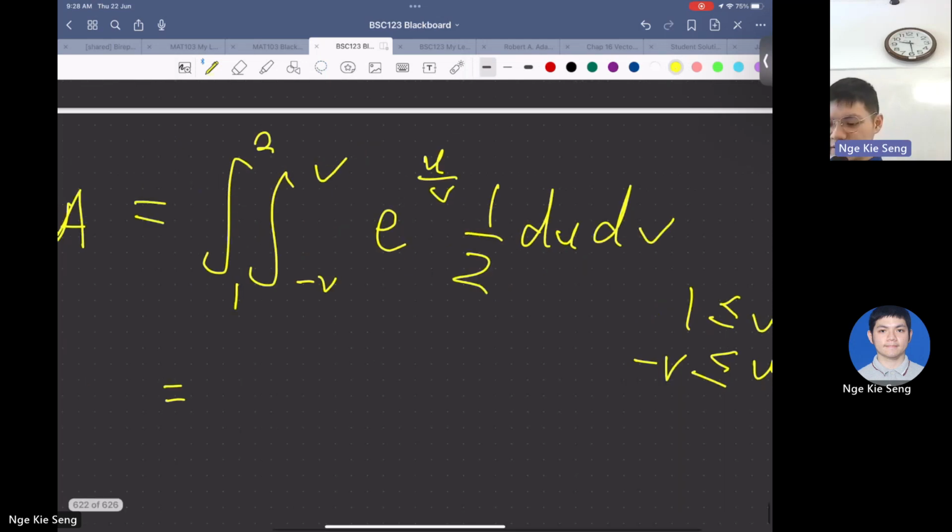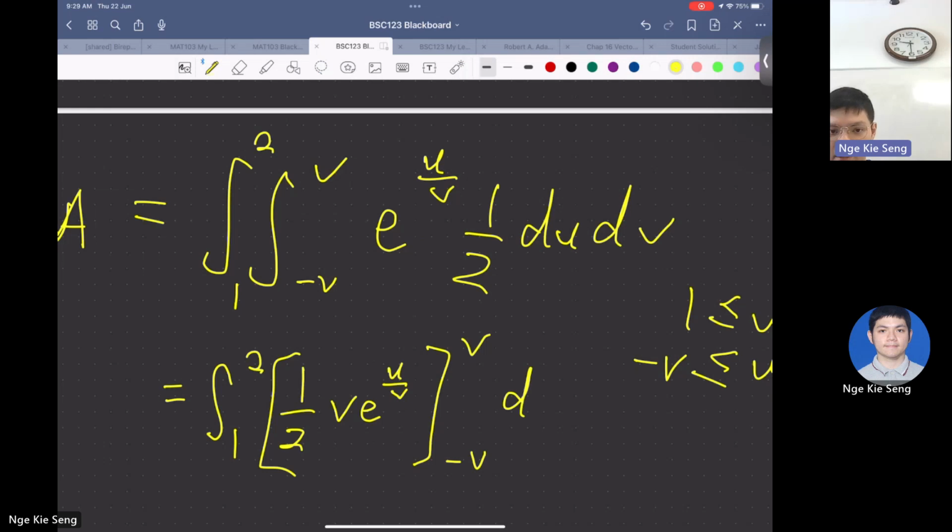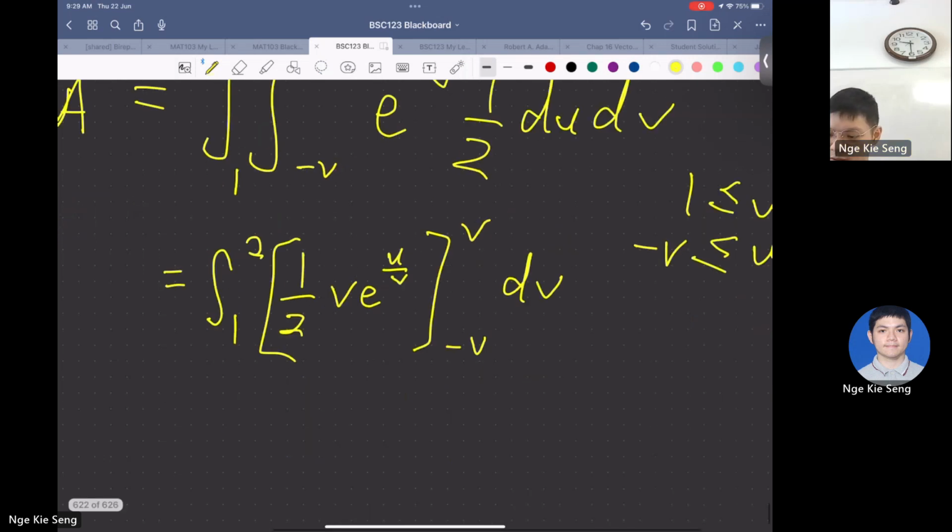Okay, so how to integrate this? Can you do integration or not? How to integrate e to the u over v with respect to u? What do you get? Multiply or divide? Okay, divide by 1 over v, which is multiplied by v. So half v e to the u over v from minus v to v, dv.